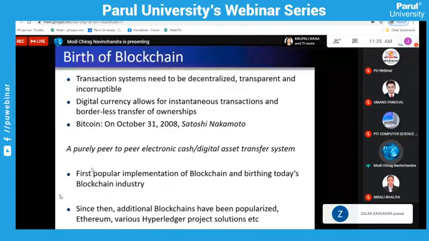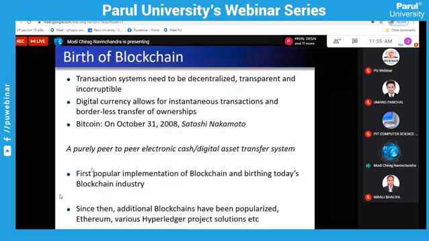Incorruptible means if I am performing a transaction with you using the centralized authority, and the centralized authority modifies the transaction, then there will be a big loss. So this system should be incorruptible, and to fulfill this, digital currency played a major role. Digital currency allowed for instantaneous transactions and borderless transfer of ownership. So if you want to perform a transaction from one border to another border, you can easily transfer. You need not rely on a centralized authority. Here, Bitcoin plays a role.